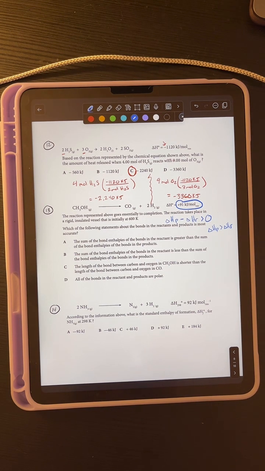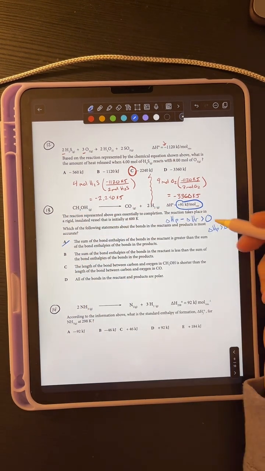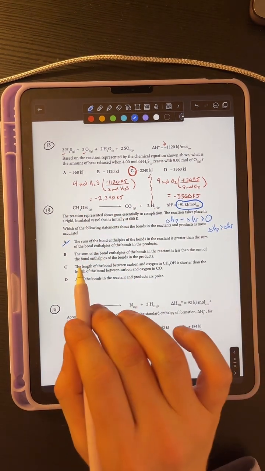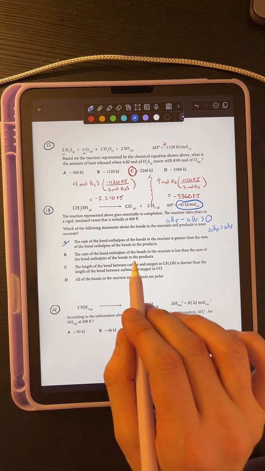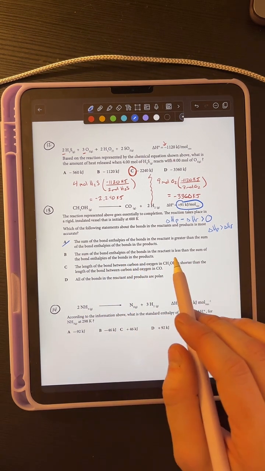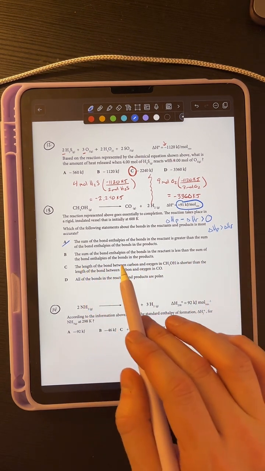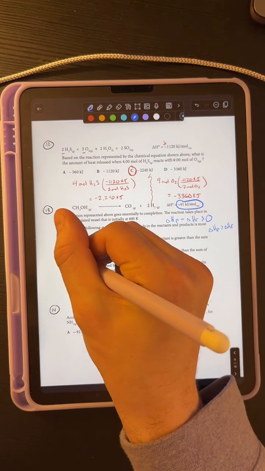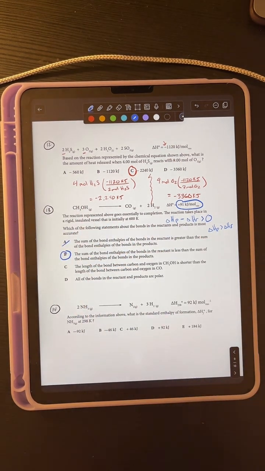So the sum of the bond enthalpies of the bonds in the reactant is greater than the sum of the bond enthalpies. Well, that's not true, because we see products and reactants. The sum of the bond enthalpies of the reactant is less than the sum of the bond enthalpies in the products, and that is our answer. Choice B.